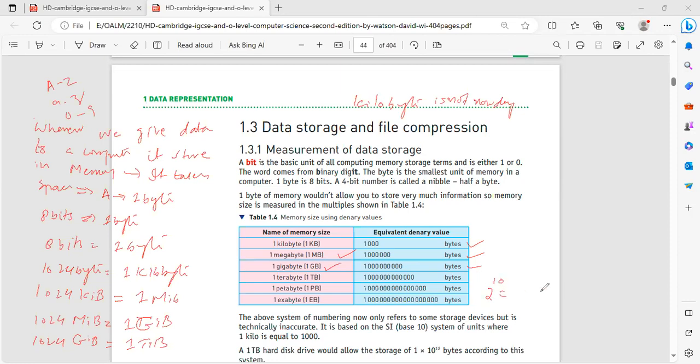You can also measure like this. 2 power 10 will be 1024 bytes, which is 1 KB. If you give 2 power 20, it will be equal to 1024 KB, which is 1 MB. And 2 power 30 will be equal to 1024 MB, which is 1 GB. I can show you this in a table.